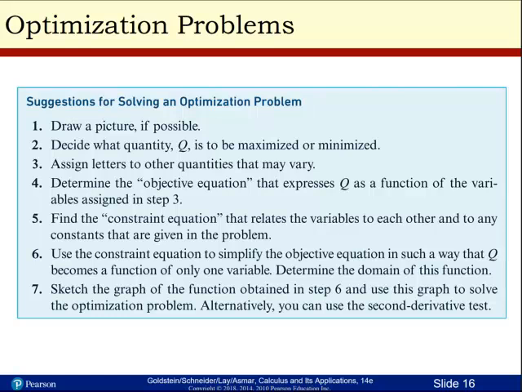Determine the objective equation that expresses Q as a function of the variables assigned in step 3. Find the constraint equation that relates the variables to each other and to any constants that are given in the problem. Use the constraint equation to simplify the objective equation in such a way that Q becomes a function of one variable. We do that every time, and that's what you'll need to do. Determine the domain of this function. That just means make sure that we don't have negative distances and so forth, like we were looking at before. Sketch the graph of the function obtained in step 6 and use this graph to solve the optimization problem. Alternatively, you can always use the second derivative test.